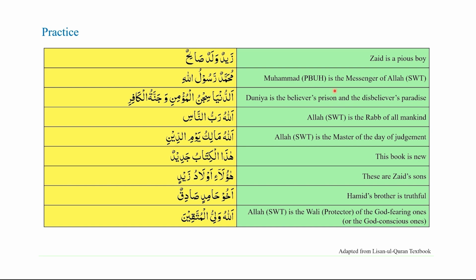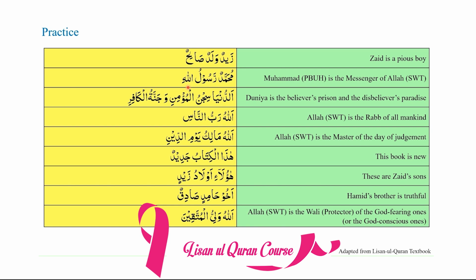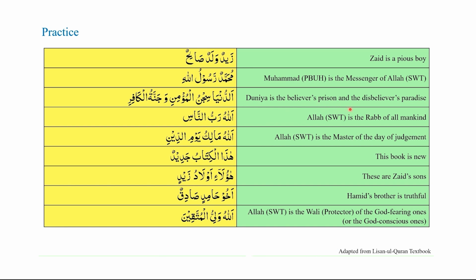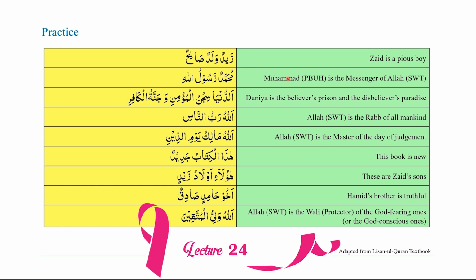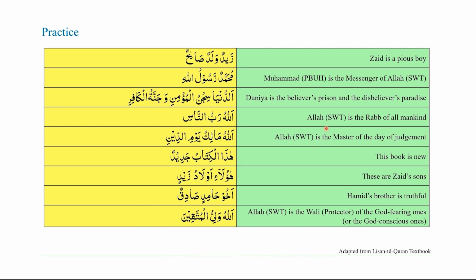Muhammad, peace be upon him, is the messenger of Allah subhanahu wa ta'ala. Muhammadur Rasulullahi. Rasulullahi is murakkab izafi and it is the khabar. Dunya is the believer's prison and the disbeliever's paradise. Ad-dunya sijnul mu'mini wa jannatul kafiri. Allah subhanahu wa ta'ala is the Rabb of all mankind. Allahu Rabbun Nasi. Rabbun Nasi is murakkab izafi and it is the khabar.